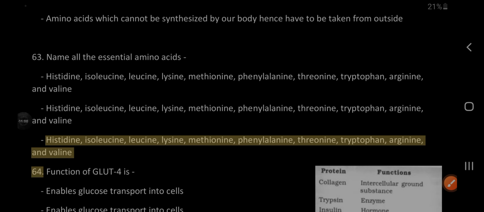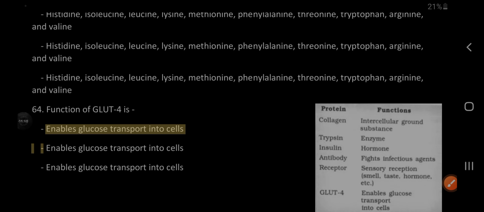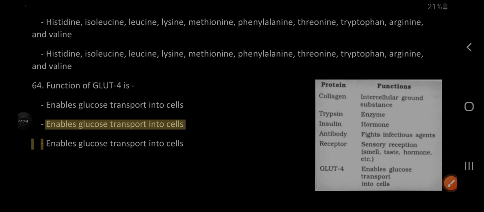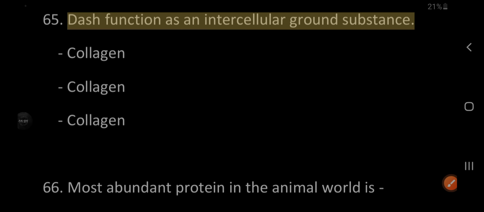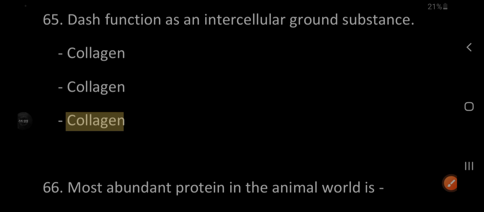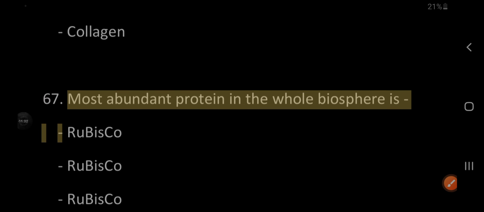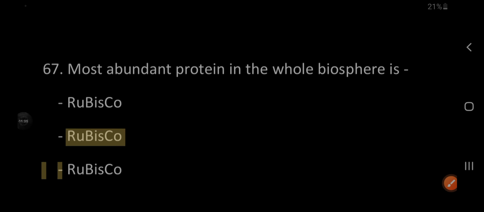64. Function of GLUT4 is to enable glucose transport into cells. 65. Collagen functions as an intercellular ground substance. 66. Most abundant protein in the animal world is collagen. 67. Most abundant protein in the whole biosphere is rubisco. 68. Polysaccharide is in acid-soluble or acid-insoluble pool?